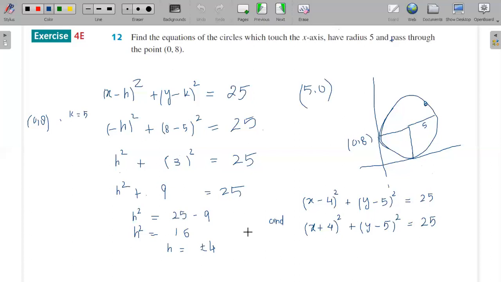This is one equation, and when we take h equal to minus 4, the equation will be like this: x plus 4, because now this minus and the minus in the formula, minus and minus will be positive. So x plus 4 whole square plus y minus 5 whole square is 25. So these are the two equations of the circle.